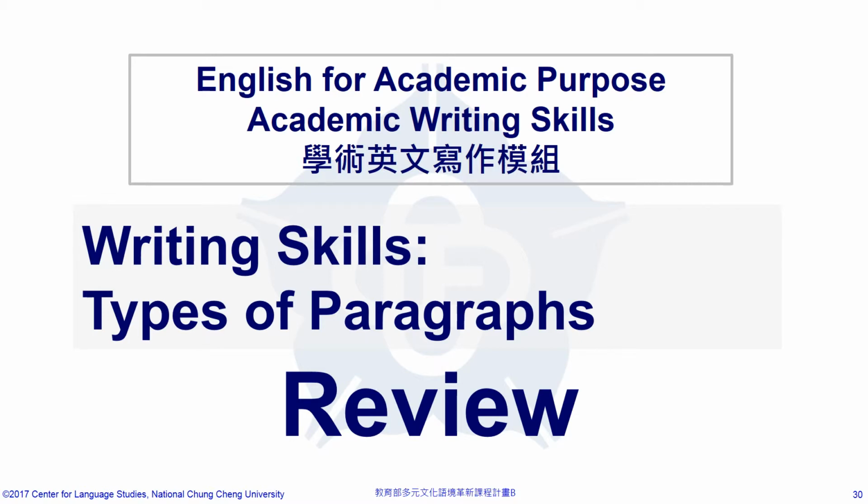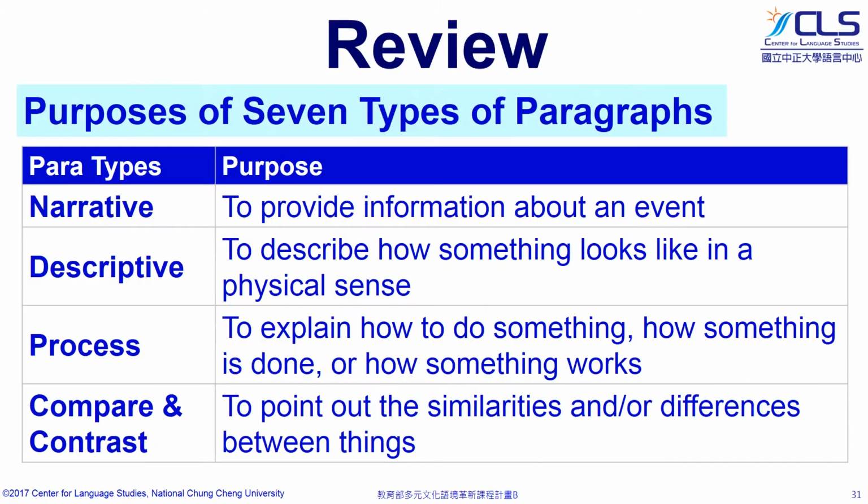Now, let's quickly review what we have learned. As we've learned, here are the purposes of the narrative, descriptive, process, and the compare and contrast paragraph. While a narrative paragraph provides information about an event, a descriptive paragraph describes how something looks in a physical sense. A process paragraph explains how to do something or how something works, while a compare and contrast paragraph points out the similarities and/or differences between things.